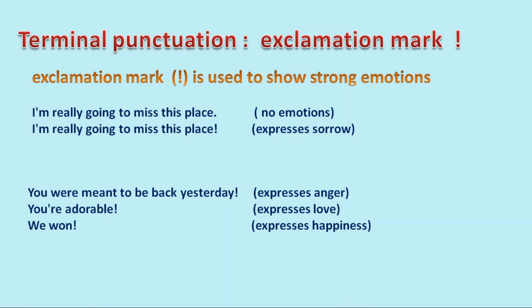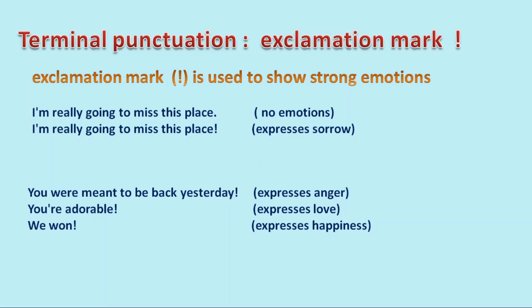The next terminal punctuation is the exclamation mark. Exclamation mark is used to show strong emotions. Let's look at the examples below. I am really going to miss this place. I am really going to miss this place! The first sentence, which ends in a full stop, shows no feelings or emotions, whereas the second sentence expresses the emotion of sorrow. So, to express any emotion, exclamation mark is used.